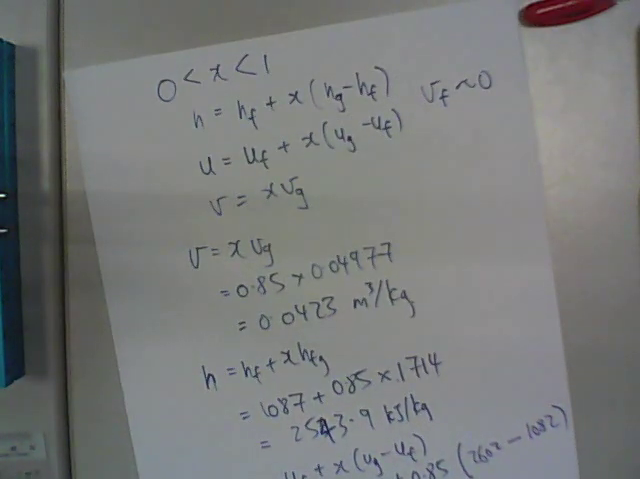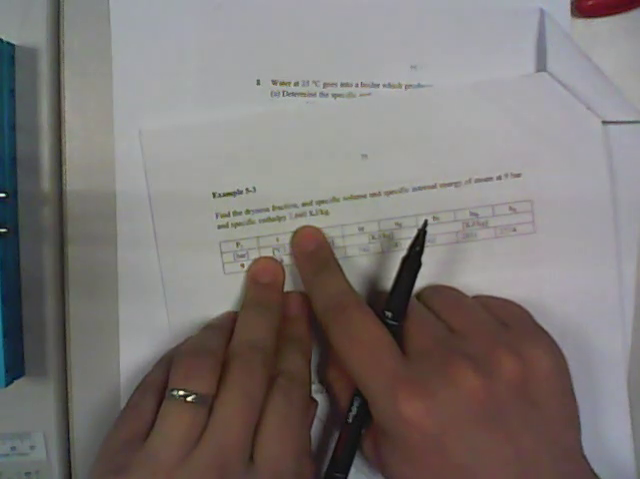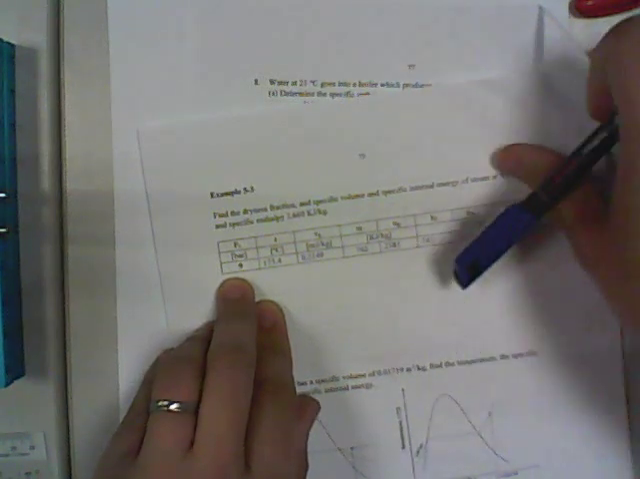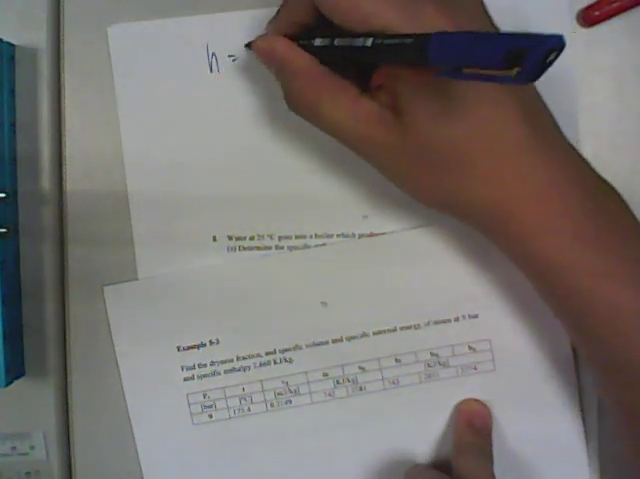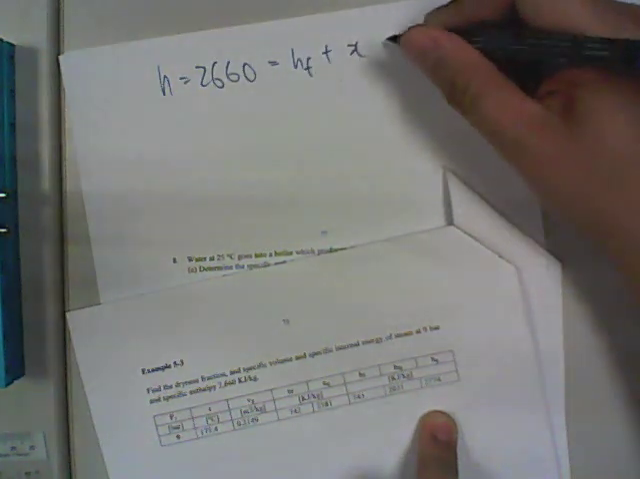If we go to example 5-3, it is saying that you are given the specific enthalpy, but not the dryness fraction. But at least the pressure is given at 9 bar. So the values are also extracted from the steam tables. You have your temperature, V, U, and H. But you're given the H, right?